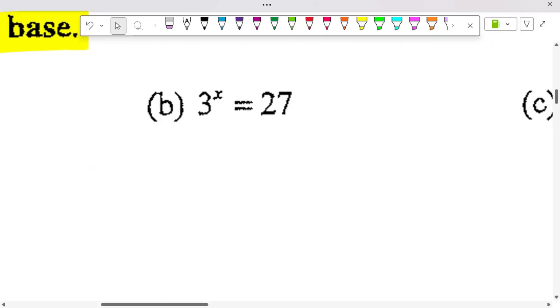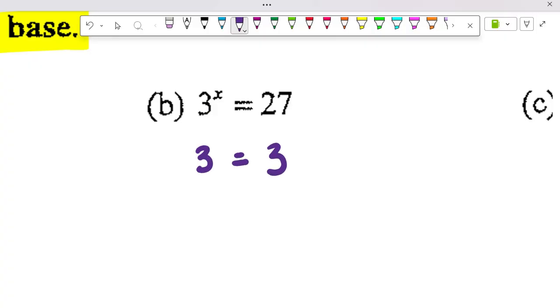Now, these are ones where we only have to change one side to be a like base. All right? And we only got to change one of them to fit the other. So between these two numbers, which one do you think I'm going to change? What number? Which number? 27. What do you think the like base is going to be? So what do you think it's going to be a base of? 3. So we're going to rewrite both of these as a base of 3.